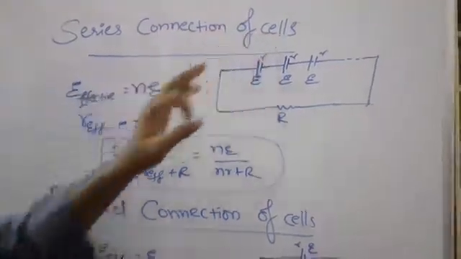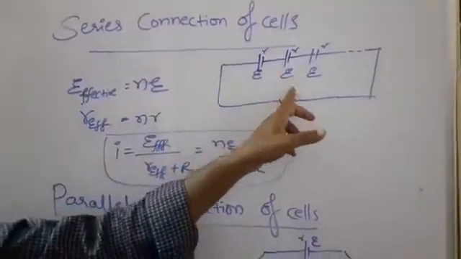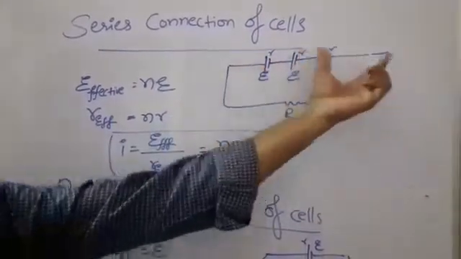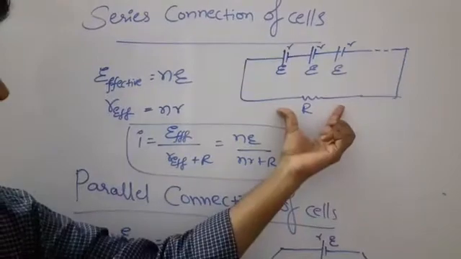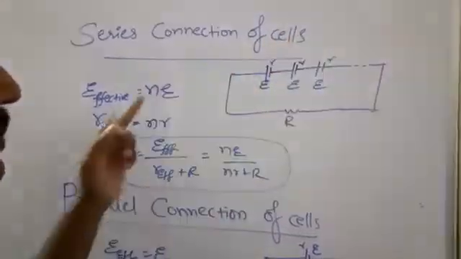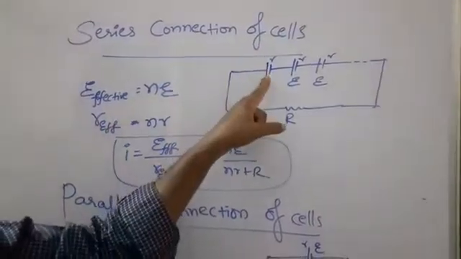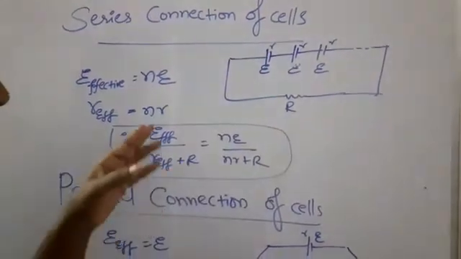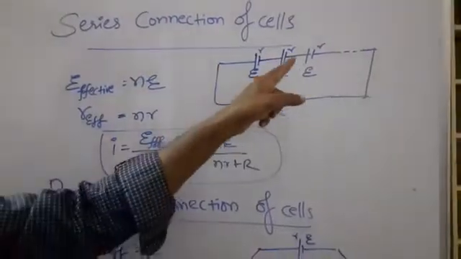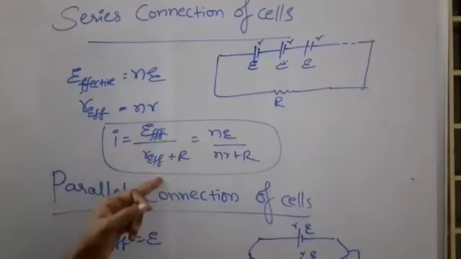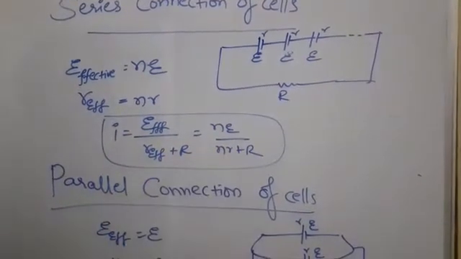Connection of cells. N identical cells, each of EMF E and internal resistance small r, are connected in series with external resistance capital R. When all of them are connected in series, the effective EMF is one cell E, two cells 2E, three cells 3E, and in this way n cells nE. The effective resistance will be r plus 2r plus 3r up to nr, plus R. Current is total EMF by total resistance, nE by nr plus R.